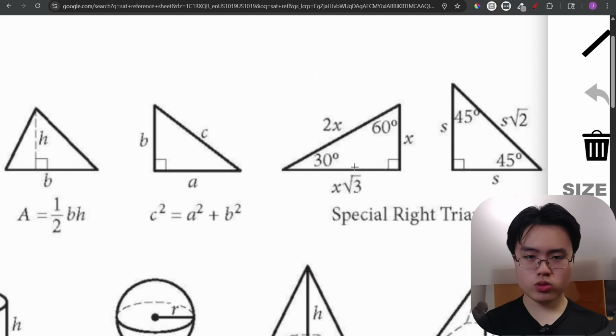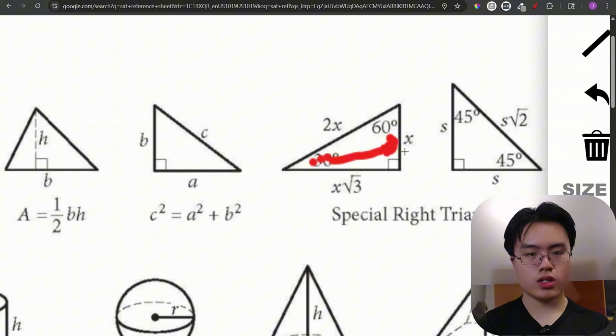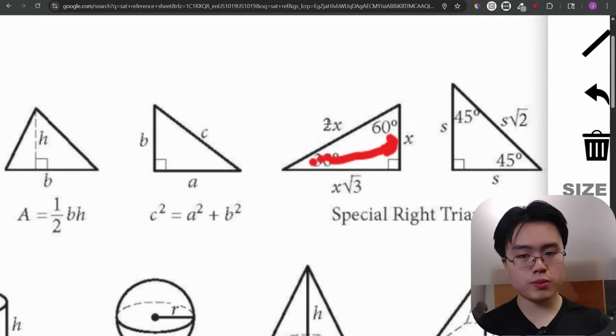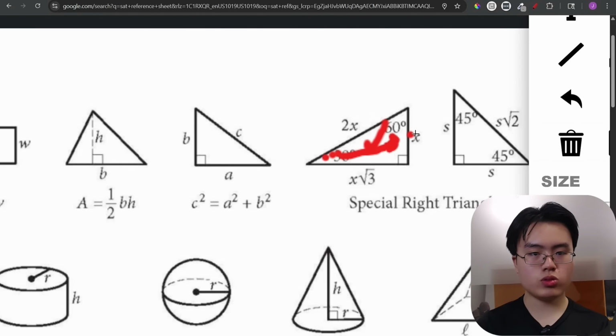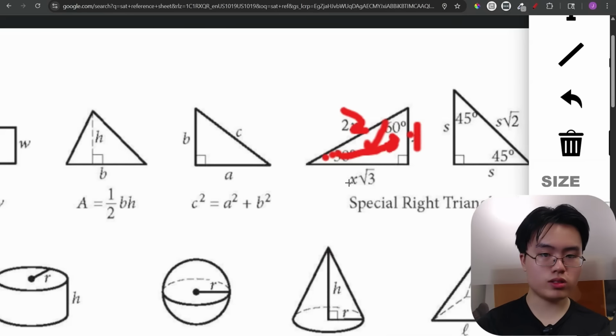If we knew the length of the side across from the 30-degree angle, then we know the hypotenuse has to be 2 times greater than that length. And the side across from the 60-degree angle has to be that length times square root of 3. For example, let's say x was equal to 1. Then 2x would be 2, because 2 times 1 equals 2. And if x is 1, then 1 times square root of 3 is just square root of 3. So we know this is square root of 3.